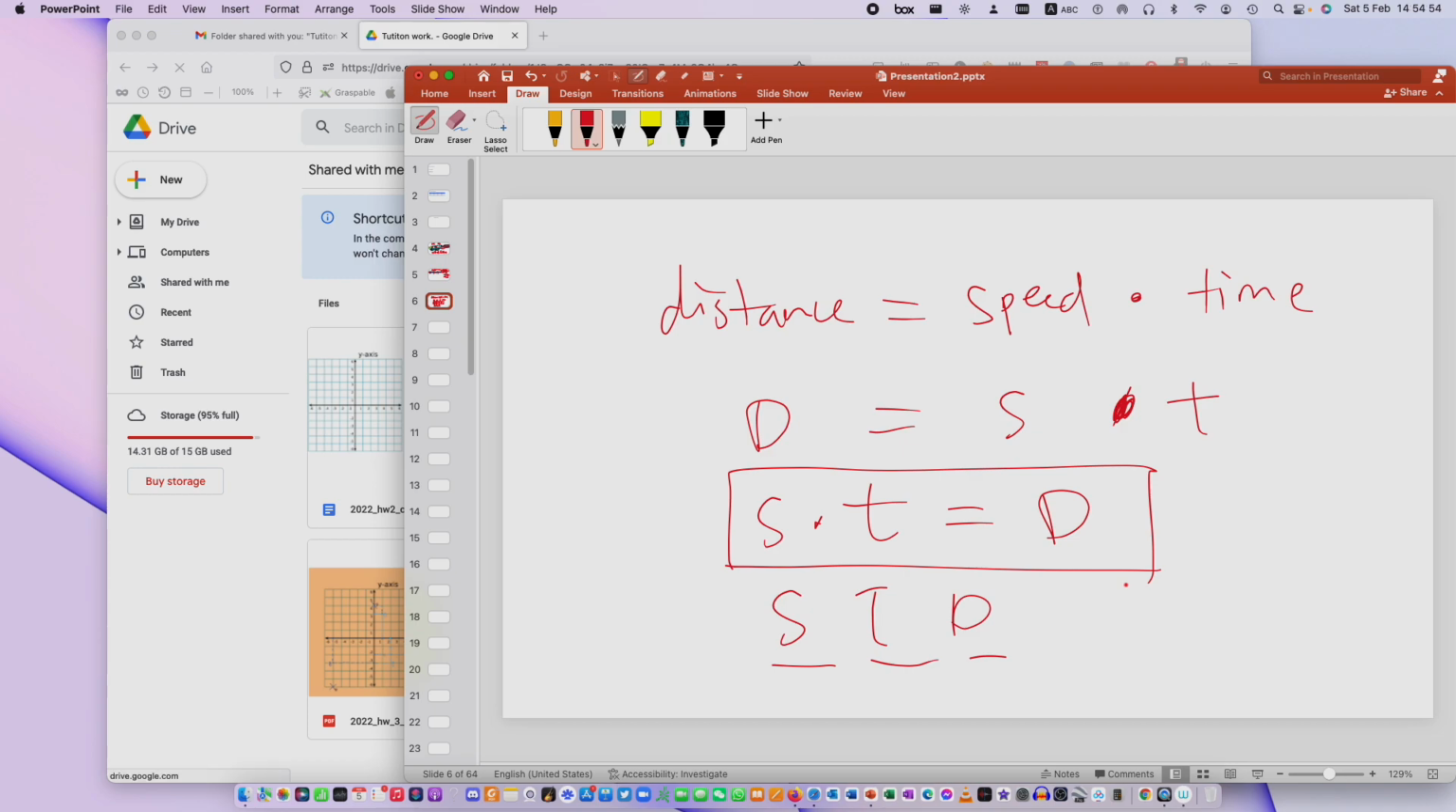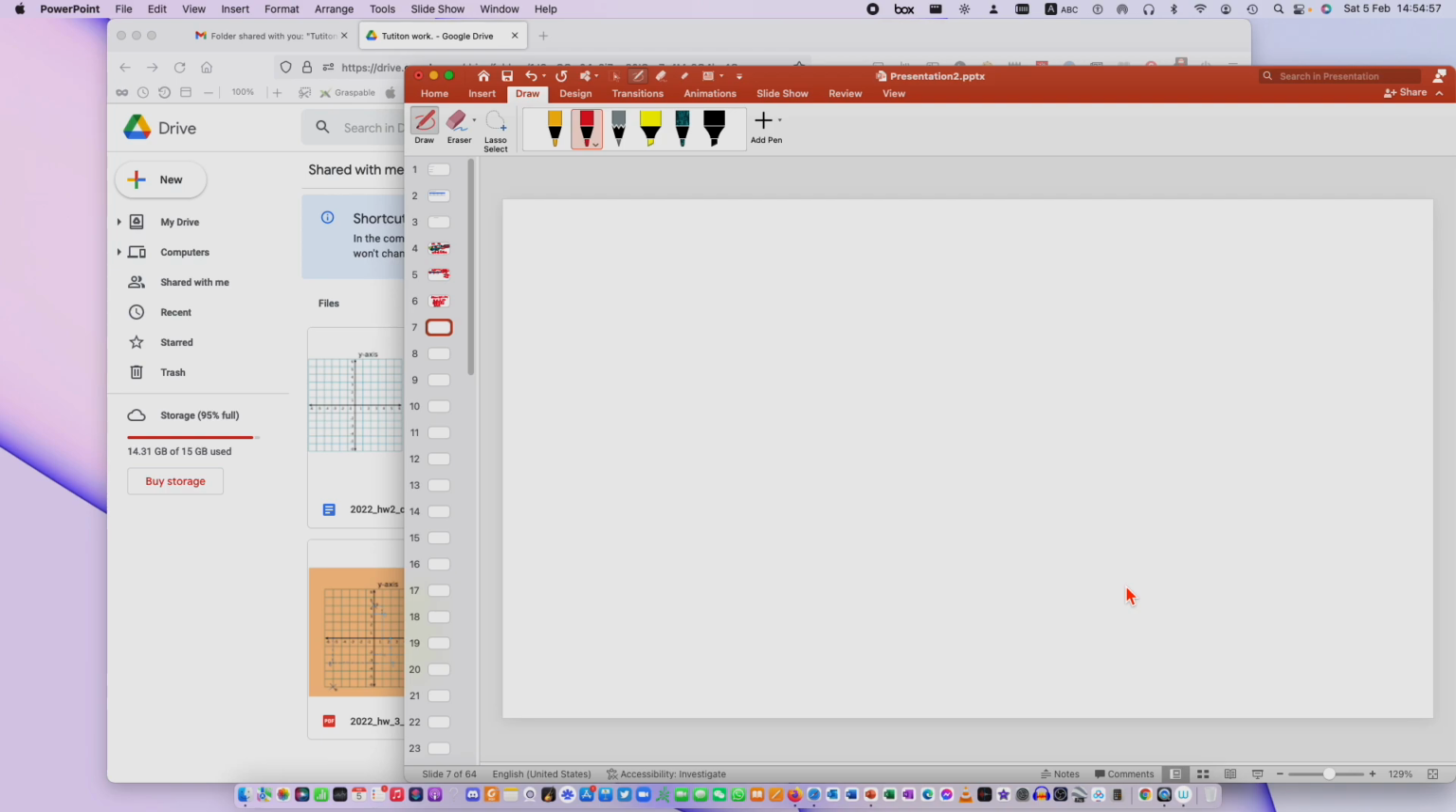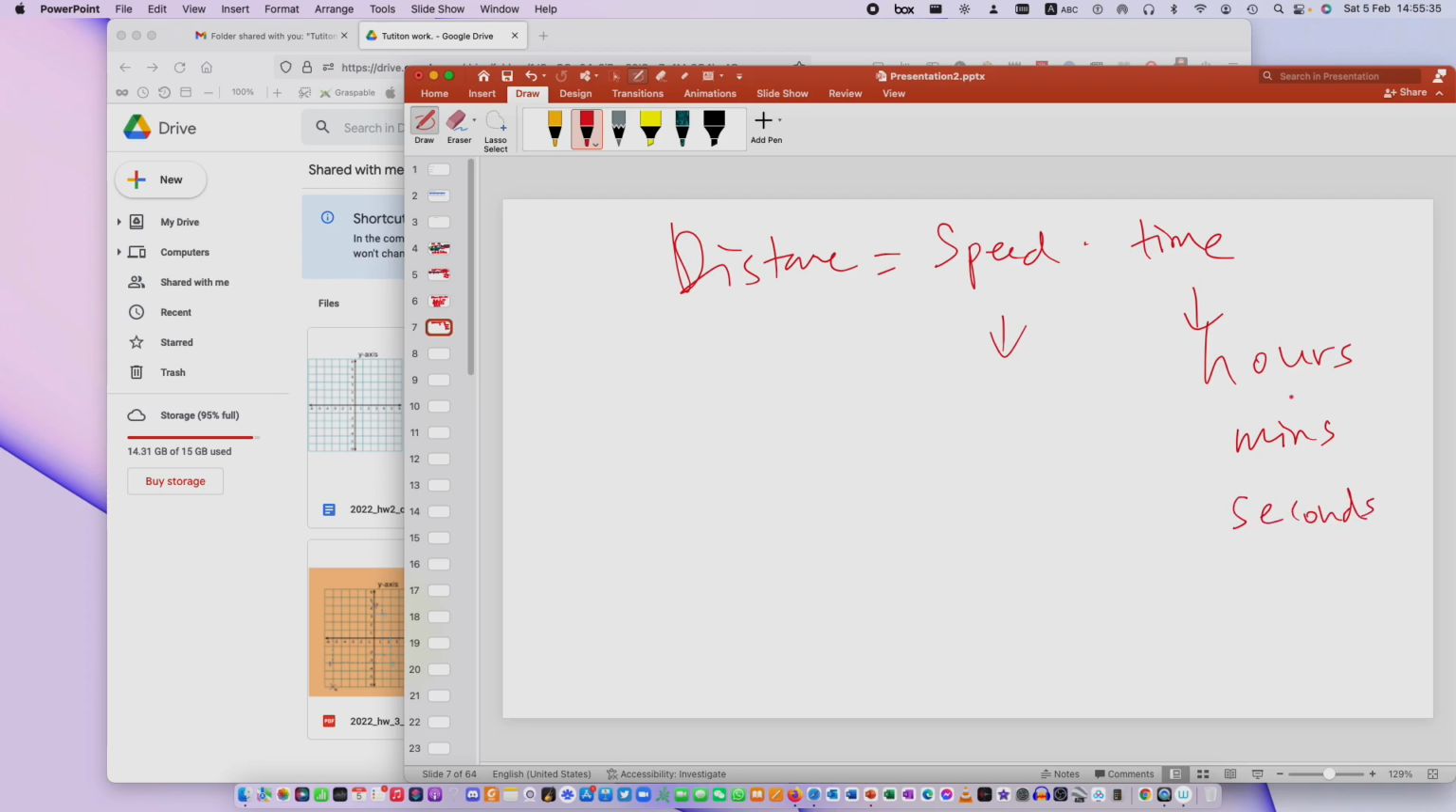Okay? So what's the formula? Distance equals to speed times time. Very good. So distance is equal to speed times time. Okay. What's the unit for time first? What unit can you use for time? Hours. Can be hours. Can be? Minutes. Very good. Can be? Seconds. Very good. Okay, generally, we use one of these three.